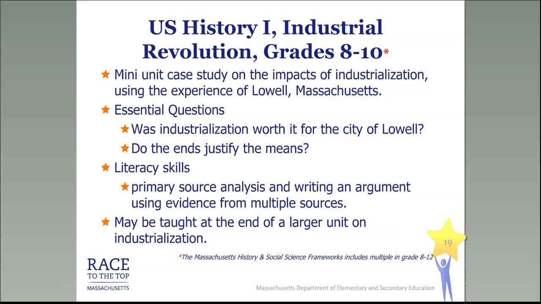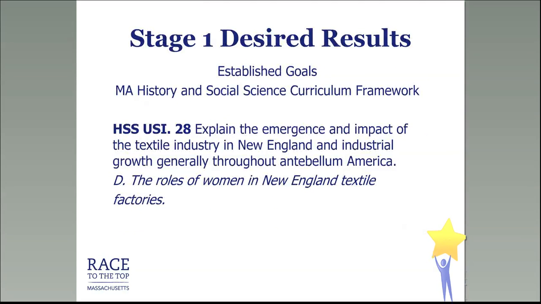So stage one is the desired results, and what you see on this screen is the content standard that this design team elected to use for their unit. You'll notice there's just one, because the history and social science frameworks are written in such a way that there is a lot of content there. There's a lot of focus on dates and people, so we have to think about what's best for our students, given that we do have new literacy standards. Do we want to teach it all, or can we teach some of it and go deeper with it?